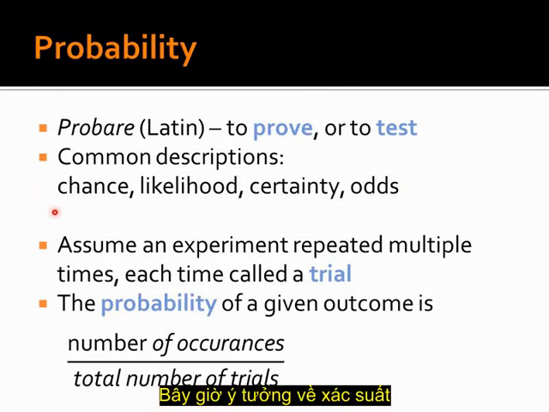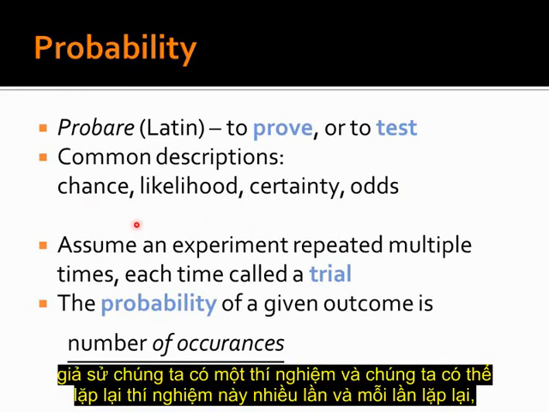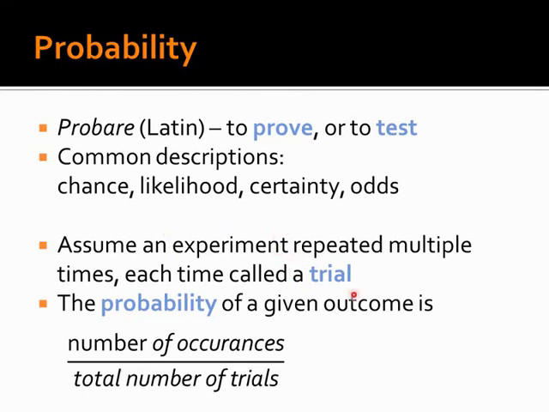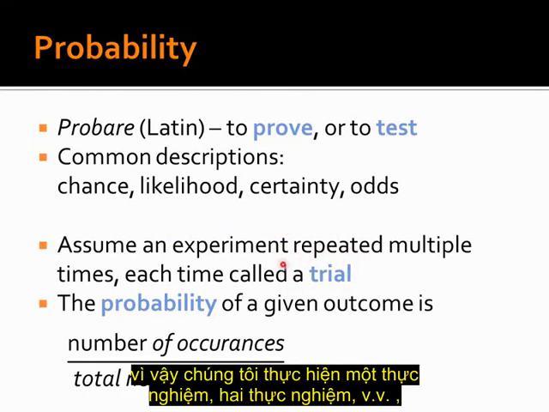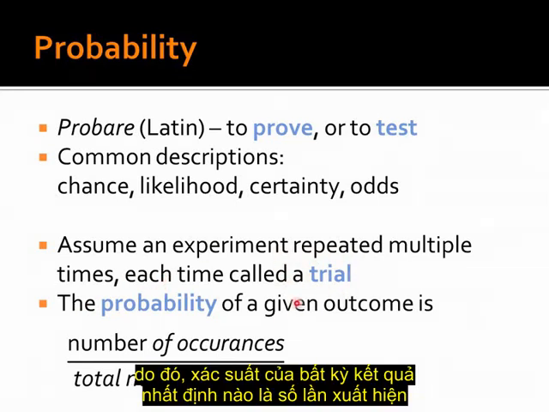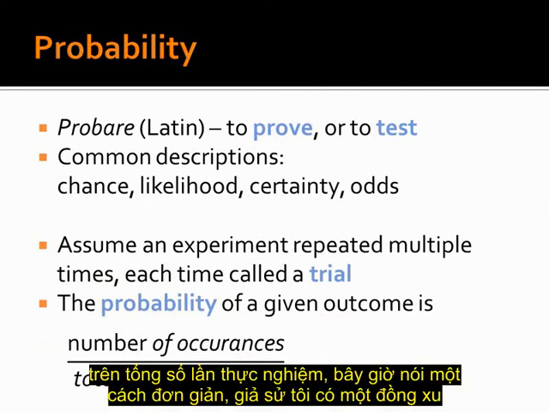Now the idea about probability is this. Let's assume we have an experiment, and we can repeat this experiment multiple times, and each time we repeat it, we call it a trial. So we do it once, it's one trial, twice, two trials, and so on and so forth. So the probability of any given outcome is the number of occurrences over the total number of trials.